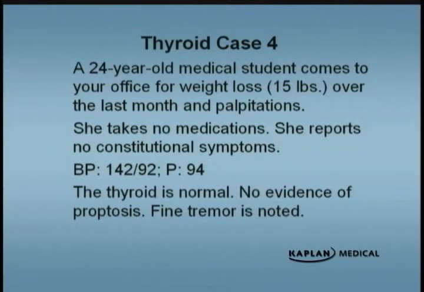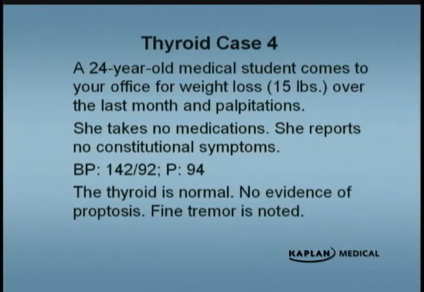Case number 4, a 24-year-old medical student comes to your office for weight loss, 15 pounds over the last month, and palpitations. She takes no medications. She reports no constitutional symptoms. The blood pressure is 142/92. Her pulse is elevated, 94. The thyroid is normal. You don't find anything wrong with the thyroid. You can't palpate it well. There's no evidence of proptosis.